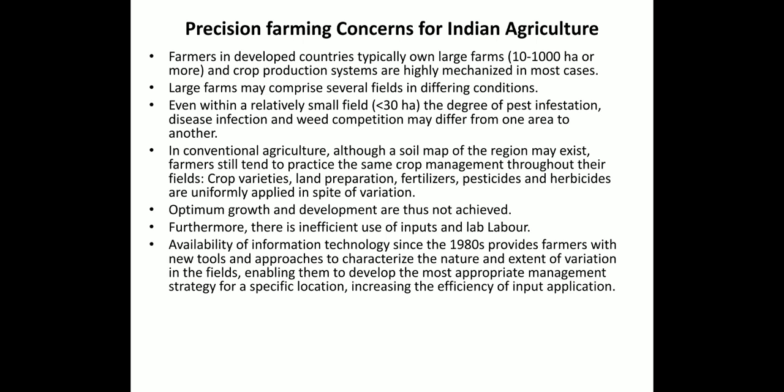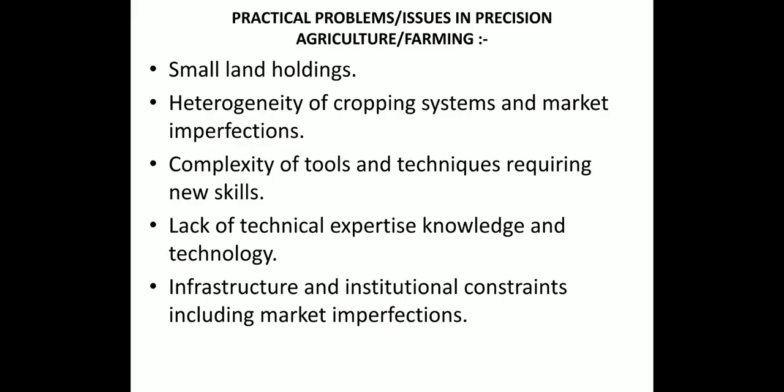Then optimum growth and development may not be achieved in Indian agriculture. Furthermore, there is an insufficient use of inputs and labor also. With the availability of IT since the 1980s, farmers are provided with new tools and approaches to characterize the nature and the extent of variation of the field. This is a major concern for precision farming in Indian agriculture.